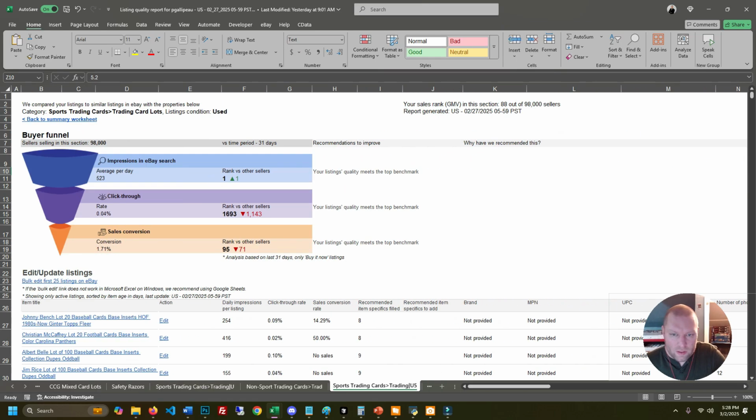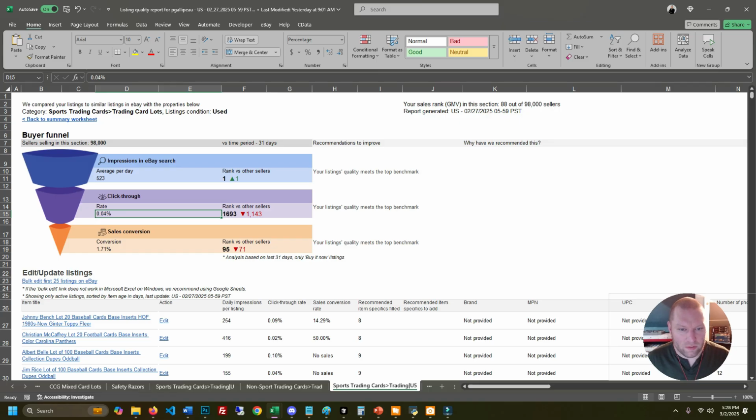But anyway, that's the listing quality report, and you can see here it'll give you specific recommendations. Like it'll say, hey, add item specifics or whatever you're missing, and it'll tell you if you're meeting the top benchmark. That's what's important. You want to meet and surpass that top benchmark. And the thing here too, whatever your worst metric is going to be the easiest to improve. Like, I could really try hard to increase my conversion rate, but if I double my click-through rate, then I essentially double my clicks. That's going to be huge.